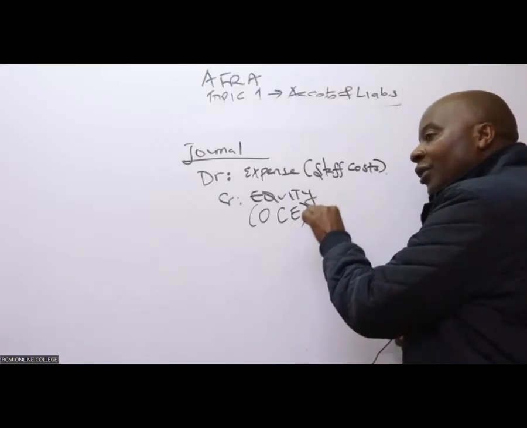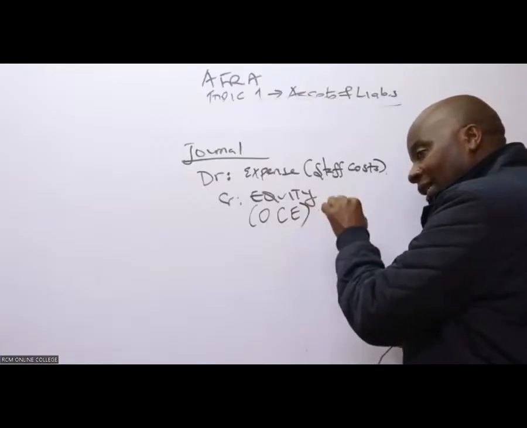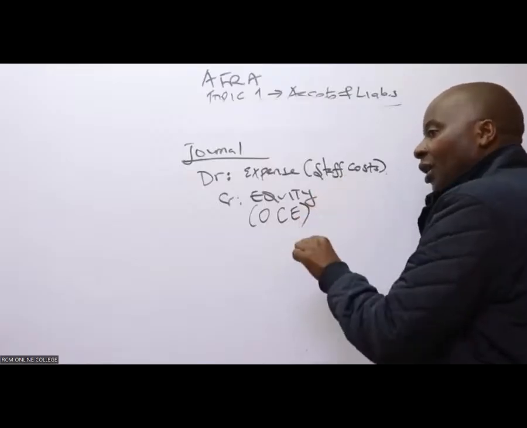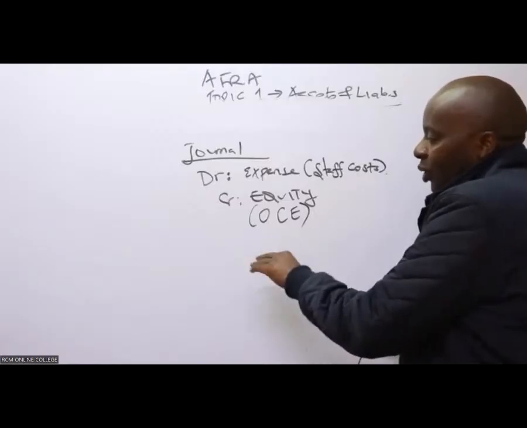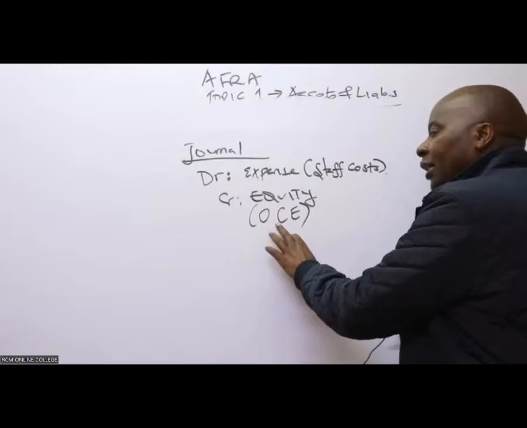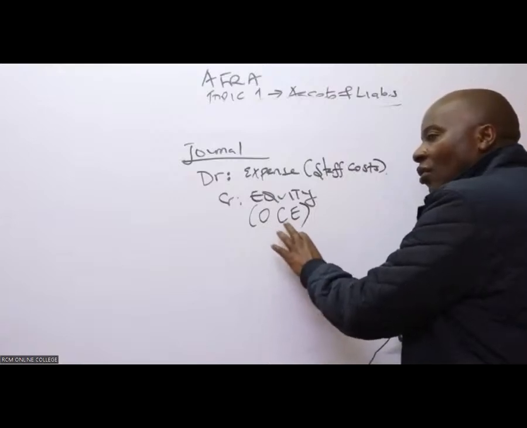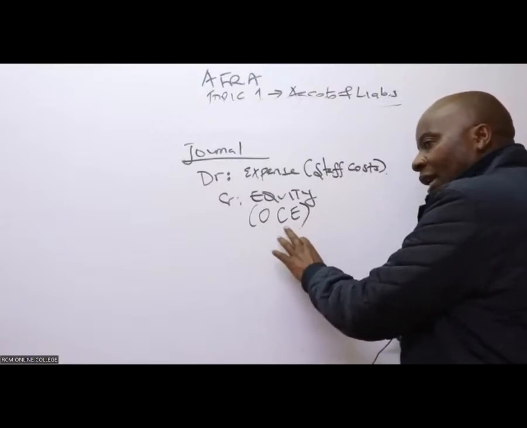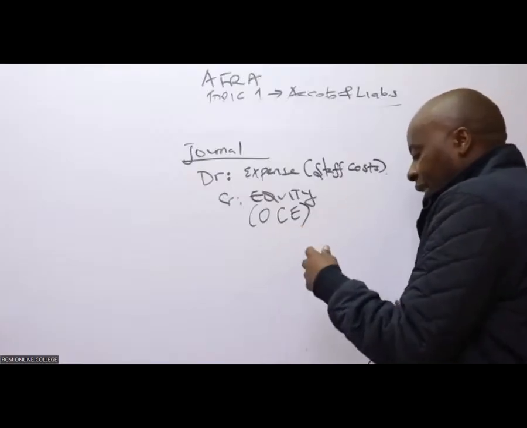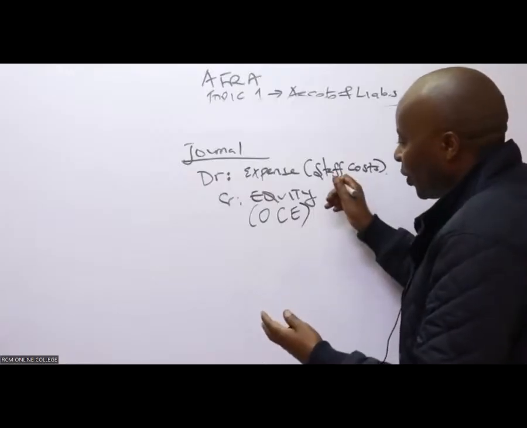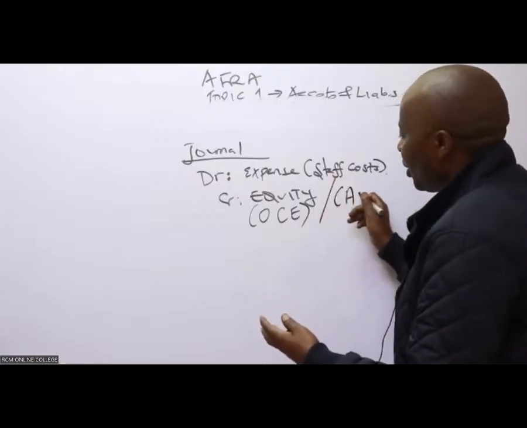Why are we crediting equity? Because we are giving these guys shares. So we shall credit equity under the statement of financial position. It will go under other components of equity. And then, of course, if it's cash settled, we shall come under credit what here? The cash that we are paying them.